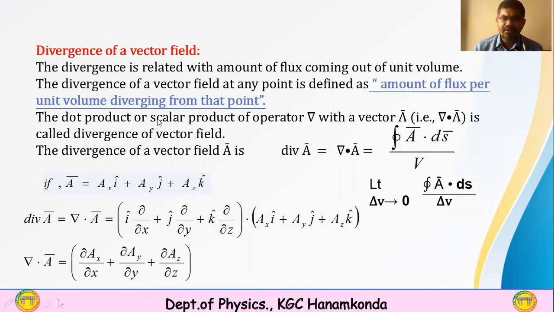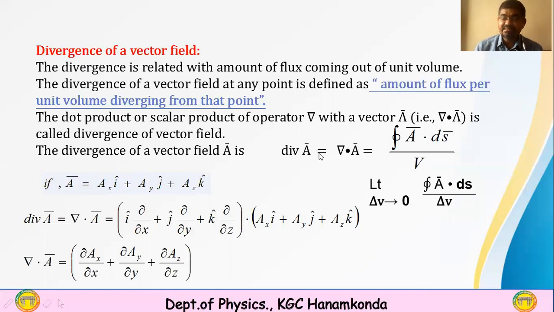So here the dot product or scalar product of the operator del with a vector field A bar is called divergence of the vector field, just as we have done now. Therefore, the divergence of a vector field A bar is written as div A bar, equals del bar dot A bar. But this del bar dot A bar is defined as the amount of flux per unit volume. The amount of flux is given by the integral of A bar dot ds bar, where ds bar is the area element. You have to divide this flux by volume, and you get divergence.